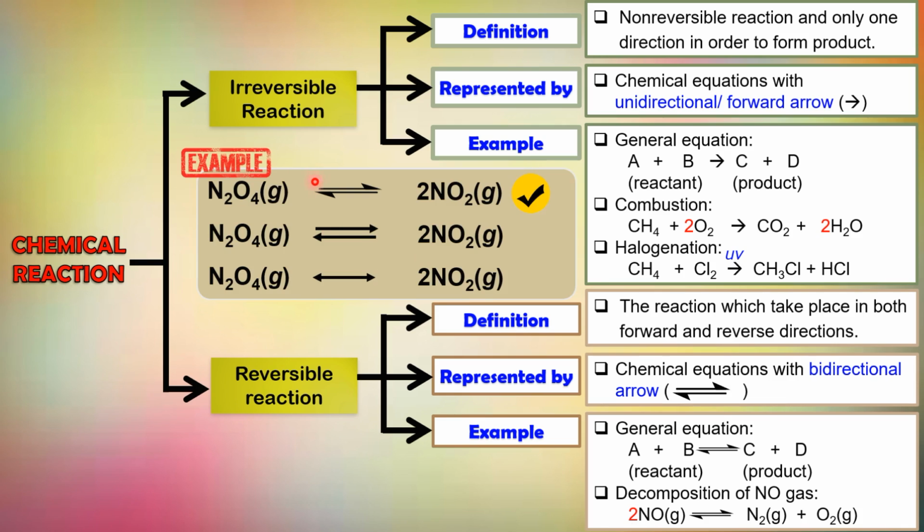Let's say for this one, the bidirectional arrow is the correct arrow. For the second one here, the arrow is incorrect. As for the third arrow here, this is actually for resonance structure, to show resonance structure. So remember, for a reversible reaction, you have to use the bidirectional arrow.